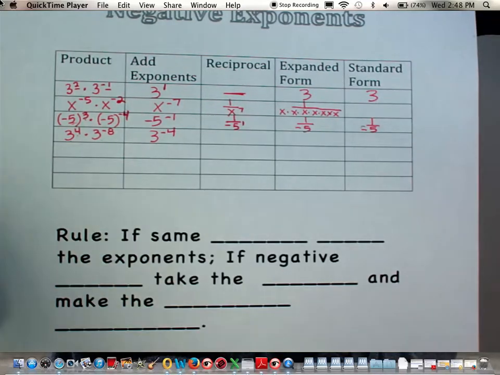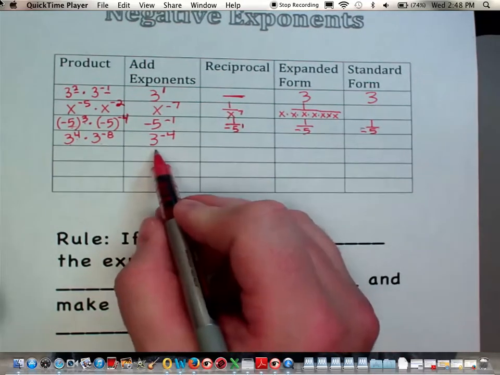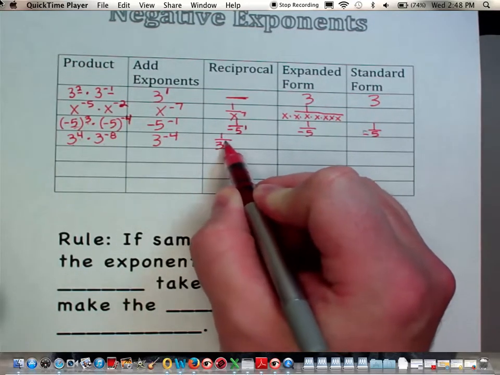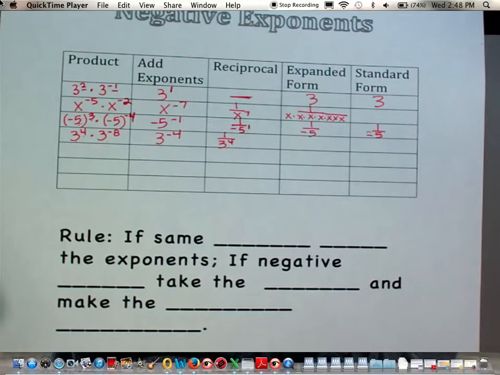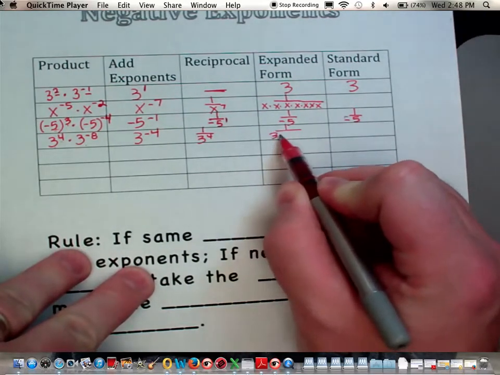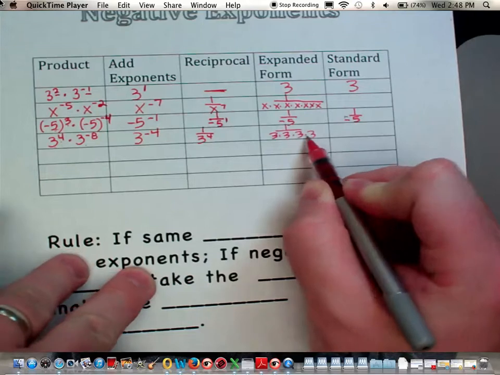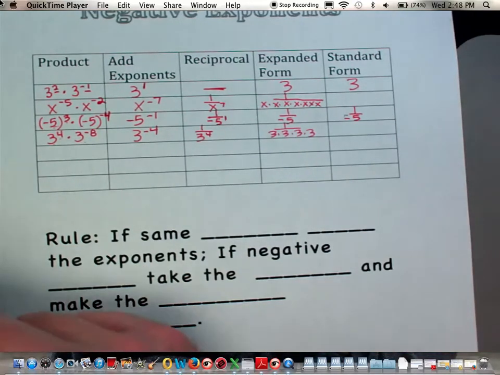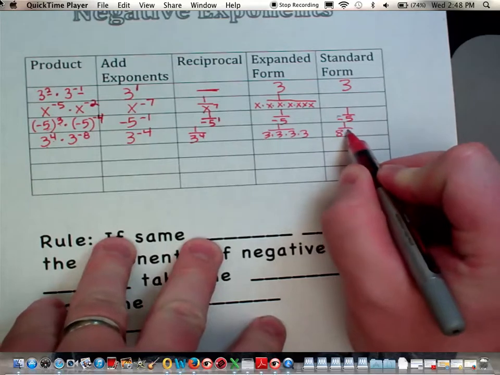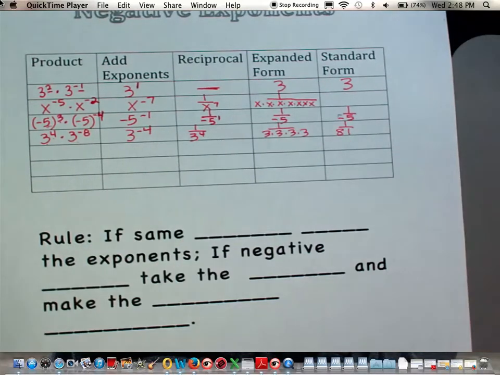This exponent is negative, so I need to make it positive. So I need to take the reciprocal of 3. So the reciprocal of 3 is 1/3 to the 4th power. Then I can expand that out to 1 over 3 times 3 times 3 times 3. And that's going to give me, when I get my standard form, 1 over 81. So there we go. Okay.